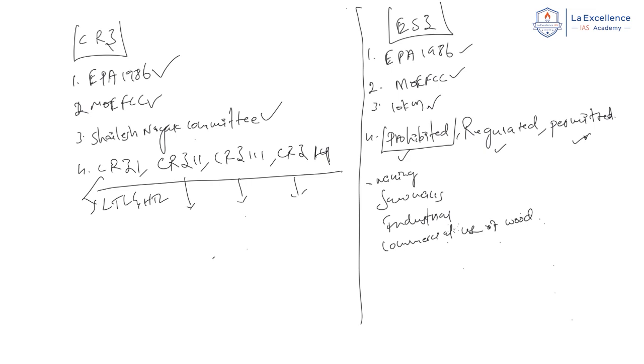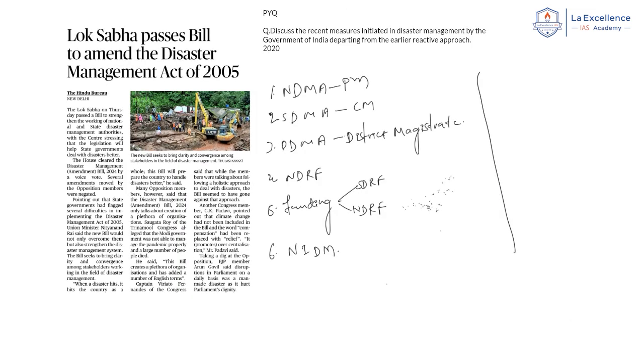Now we will move to the next article. This article says that the Lok Sabha passes a bill to amend the Disaster Management Act of 2005. This is the context of the news. It is being said that this bill seeks to bring clarity and convergence among the stakeholders in the field of disaster management. The bill was criticized by the opposition, saying it led to a lot of centralization. Another important thing is that certain important disasters such as climate change are not included in the notified disasters. You have to know from the examination perspective what is meant by notified disasters.